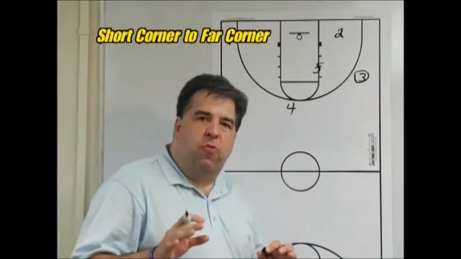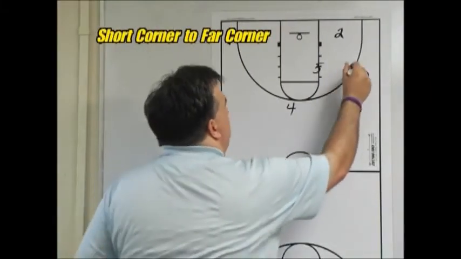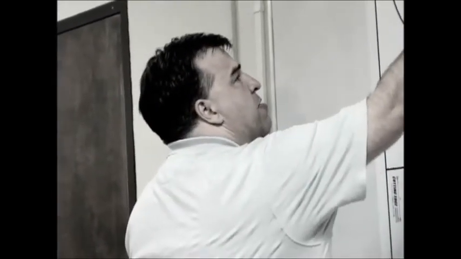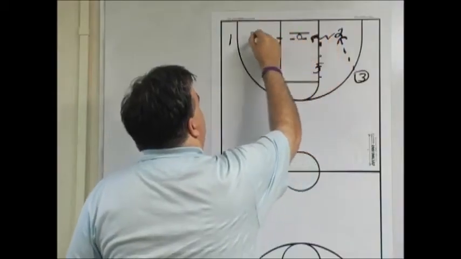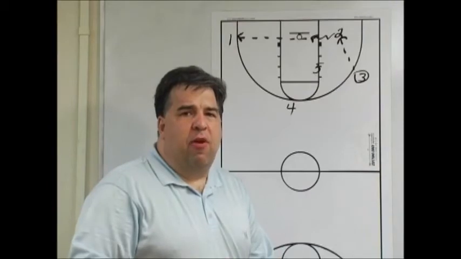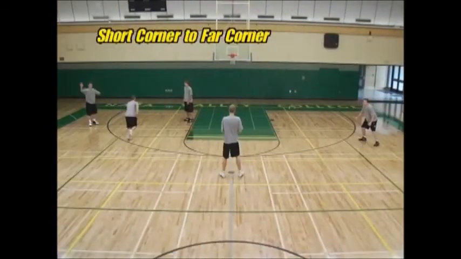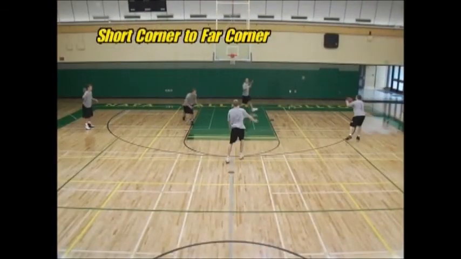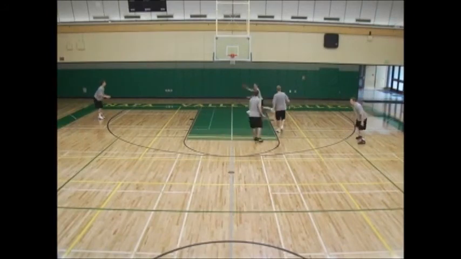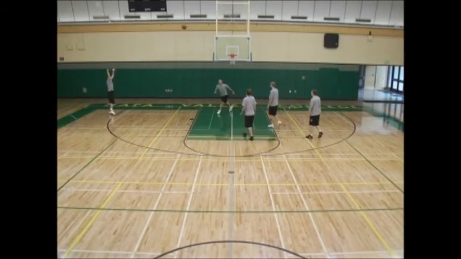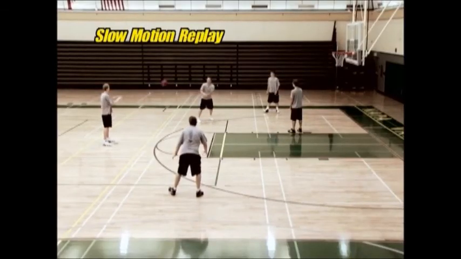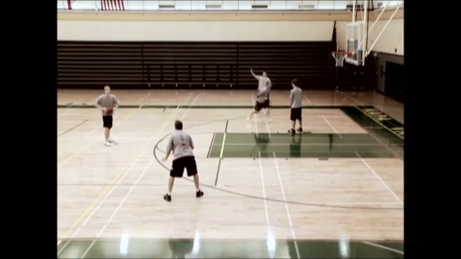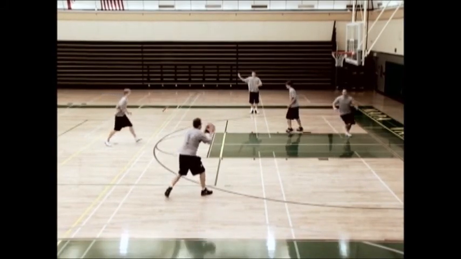A third option when we pass the ball into the short corner here is this. Once that pass is made here, if 2 dribbles and starts to get into trouble here, he can look to pass it right here to 1 in the opposite corner, and that will be an open 3-point shot against the zone. Quick swing to the opposite corner will result in an open 3-point shot.